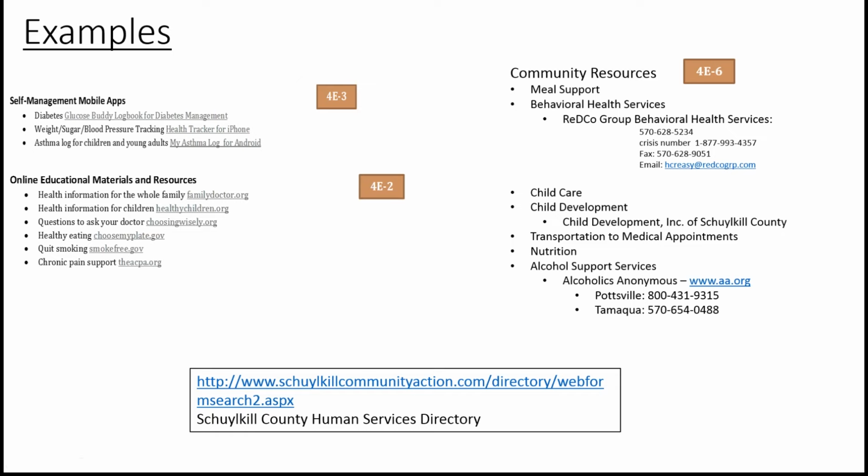So here are just some examples. You can see on the left for Factors 2 and 3, some online resources that you can provide. Again, it could easily be as simple as a handout with websites and ways to direct them. The top few examples there are actually apps for your phone that you can use to monitor your diabetes, weight, and blood pressure tracking. So some different tools there that can be used as resources.